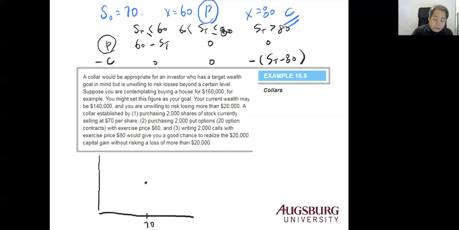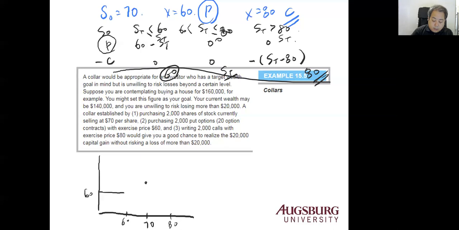And because you have the stock, eventually what happens is the payoff is flat at $60, then increases with ST up to $80, and then is flat again. This is 60, this is 80. So for 60, the payoff starts to increase up to 80. And this is the collar.